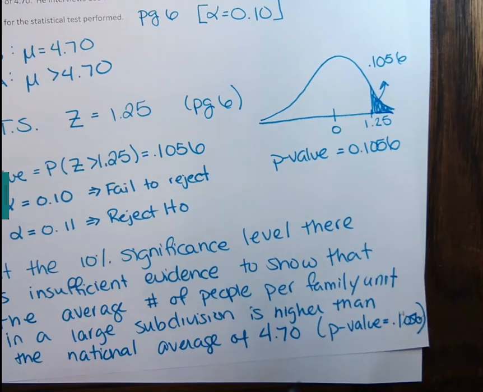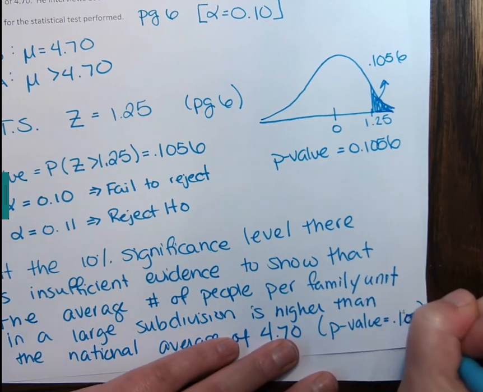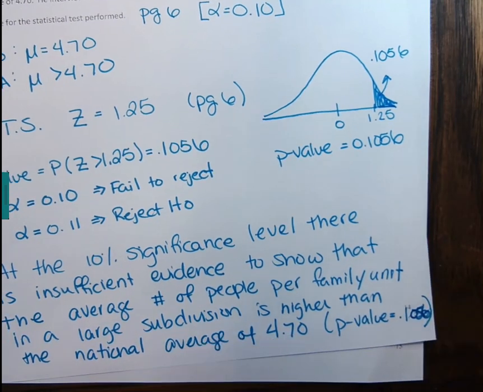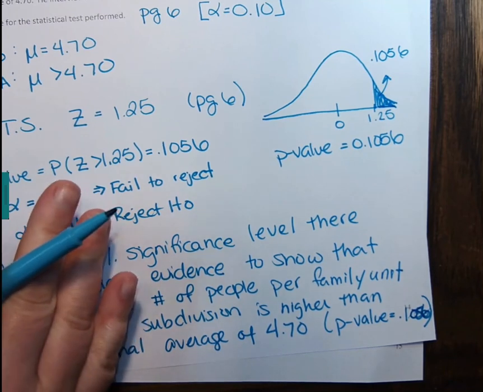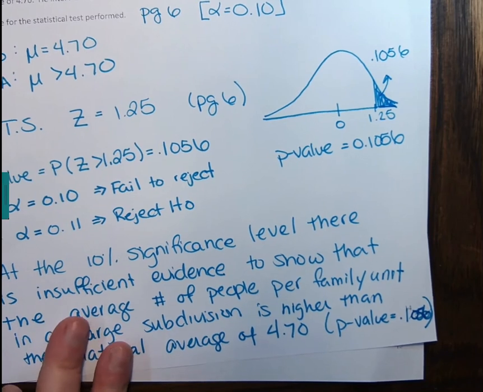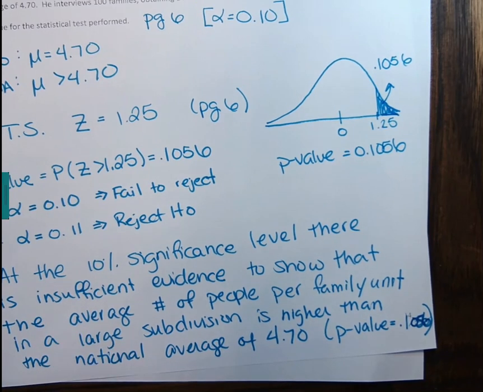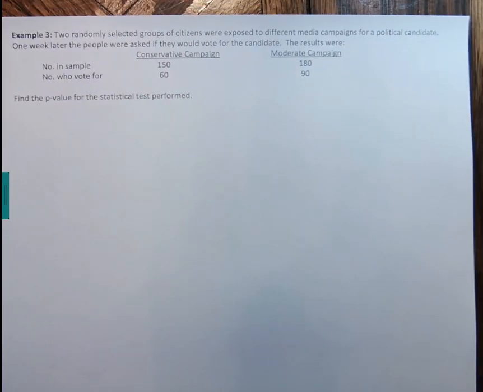That way someone reading this would know not only was it significant at the 10% level, but we get the p-value as well, which is a much more informative conclusion. All right, we've got one more example here, and you'll notice that we've actually looked at this example previously.